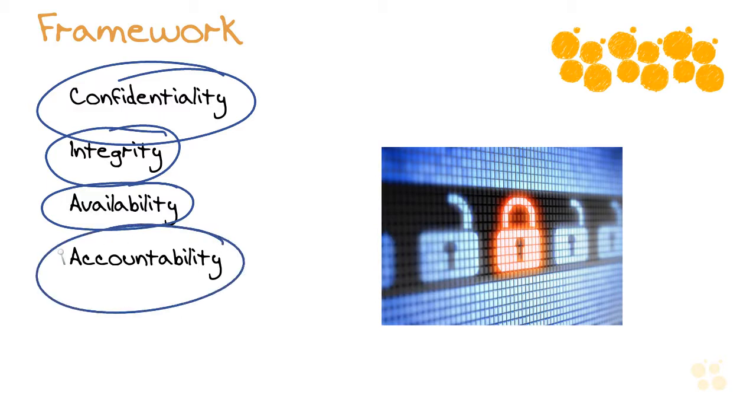Accountability refers to us tracking everything that goes on with the data. So if there is some kind of a breach, or if someone is doing something wrong, we want to be able to find out exactly what they did, when they did it, and hopefully who it was.